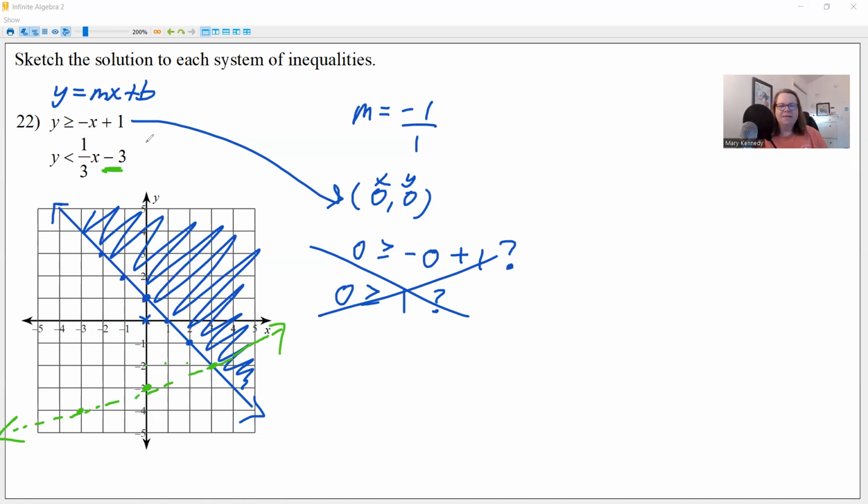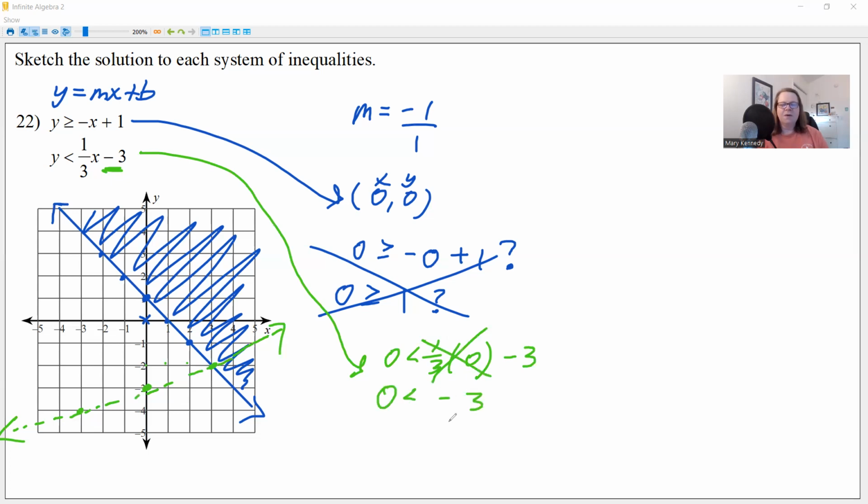And now we'll test 0, 0. So let's go here. 0 is less than 1/3 times 0 minus 3. Well, 1/3, anything times 0 is 0. So that's saying 0 is less than -3. 0 is not less than -3. 0 is more than -3. So that's wrong. That means I don't graph where the 0, 0 is. I graph on the other side of the line, which is here.